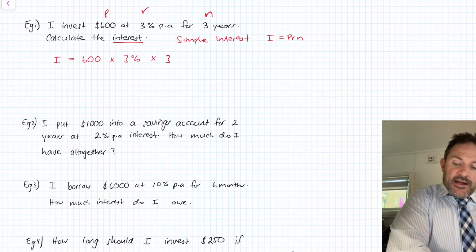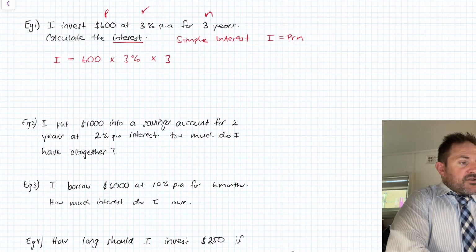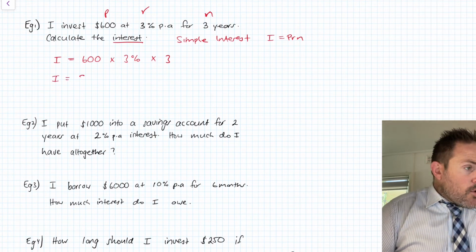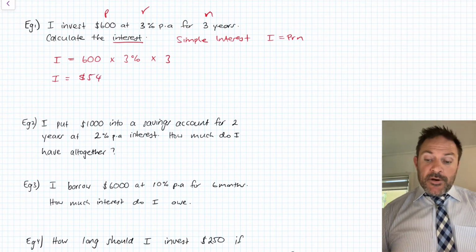You could probably do it without the calculator in this instance. But 3% is probably about right these days. It's about 2 or 3%. It used to be a lot more, but at the moment it's a lot lower. So what we're actually having here, we're going to be earning $54 over the period of the 3 years.